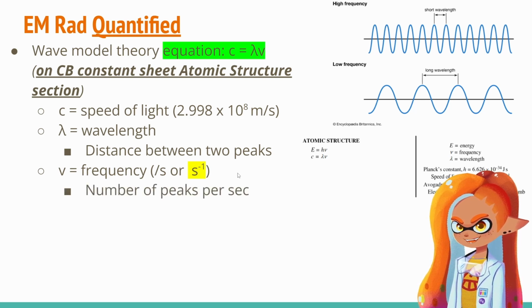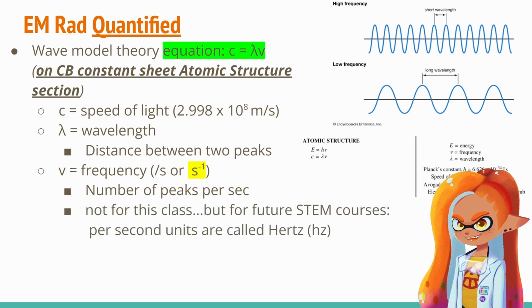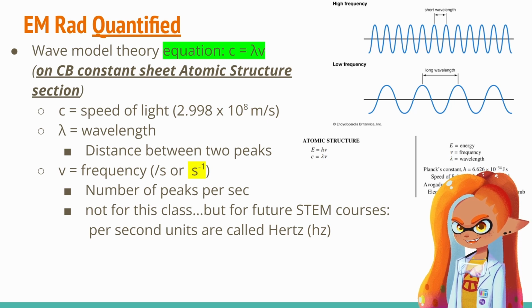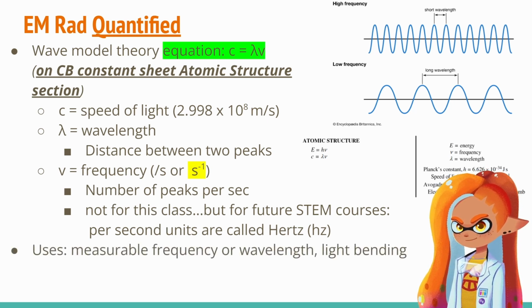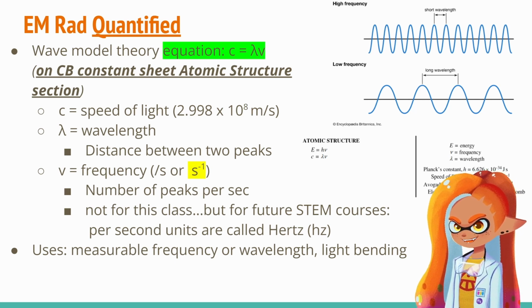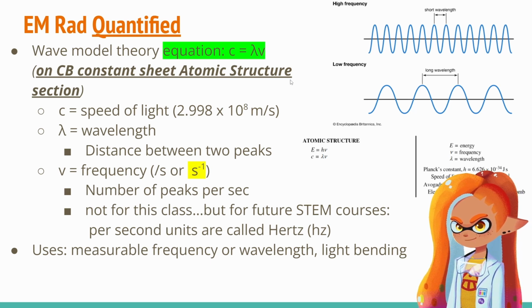And so this is how many peaks are happening per second for a wave. And if you take future STEM classes, you will learn a unit called hertz, which is Hz, which is essentially just per second. They just decided they don't like saying per second, so they just called it hertz. So that's just an FYI. Cool. And what we use this equation for is if we have measurable stuff, then I can find out more information about a wave. I can also see how light bends and then do some experiments with that as well.